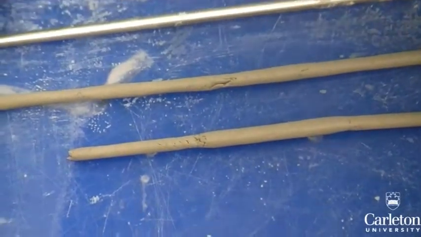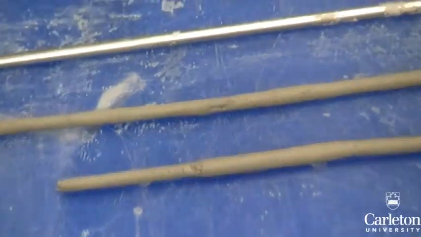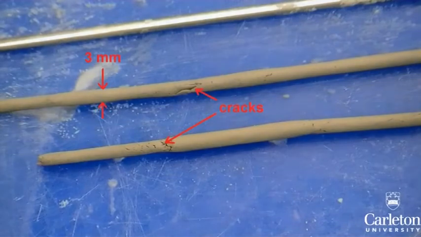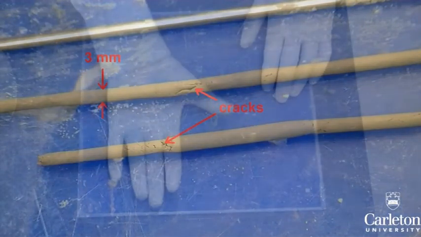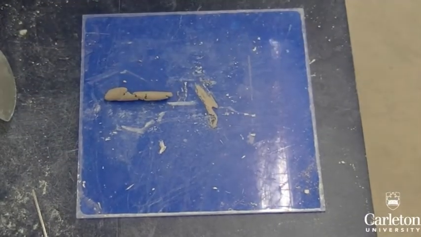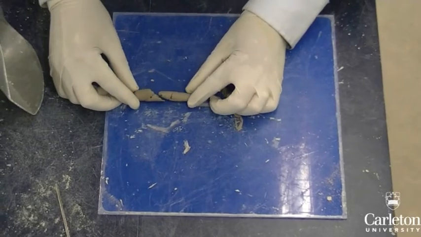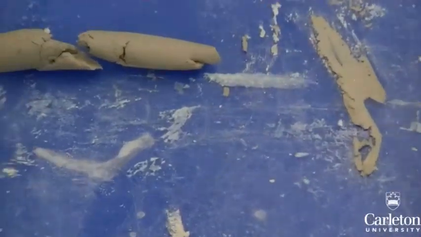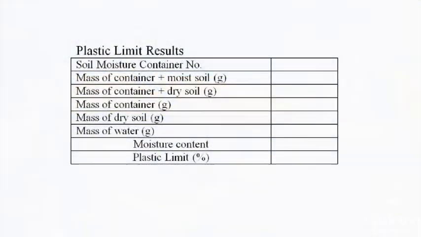Check closely for cracking. If there is no cracking, your sample is too wet. This is what cracking should look like at a strand diameter of 3 millimeters. If cracking occurs before you reach a thickness of 3 millimeters, your sample is too dry. Place the sample back into the container, add water, mix the sample, and try again. Once you've done this, determine the moisture content of this sample.